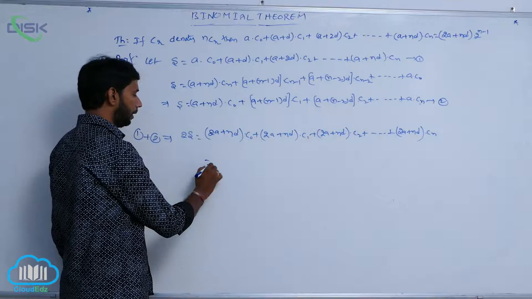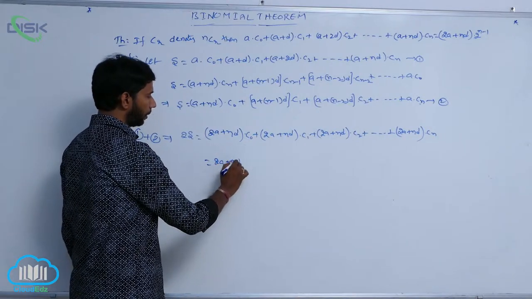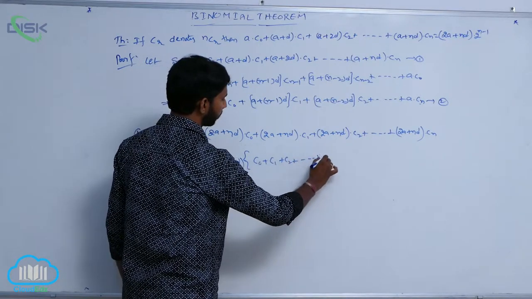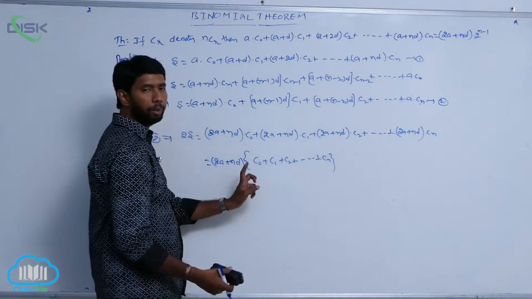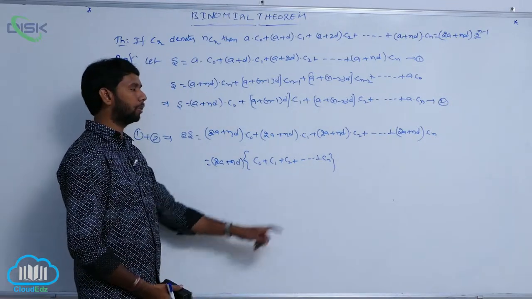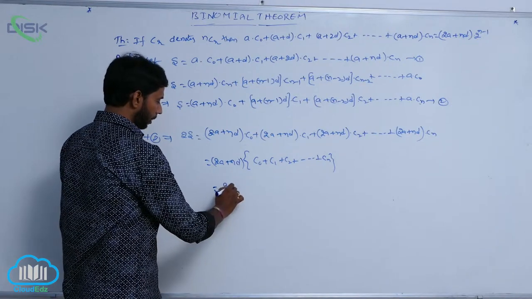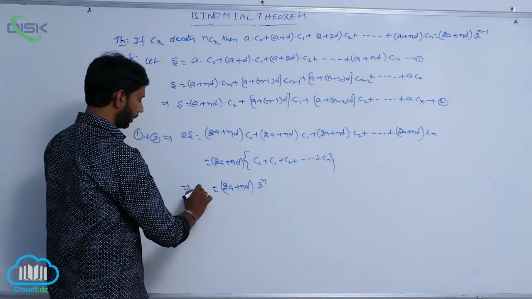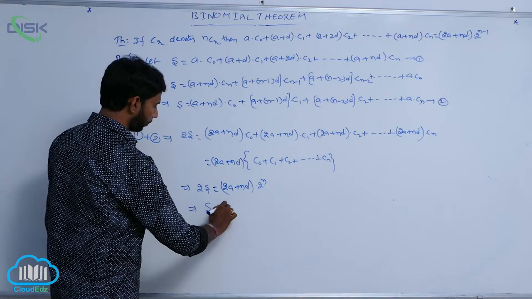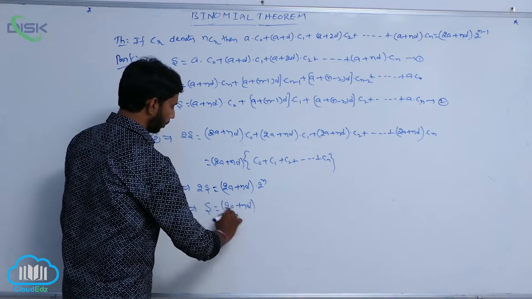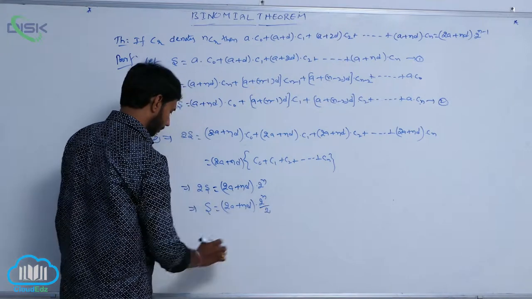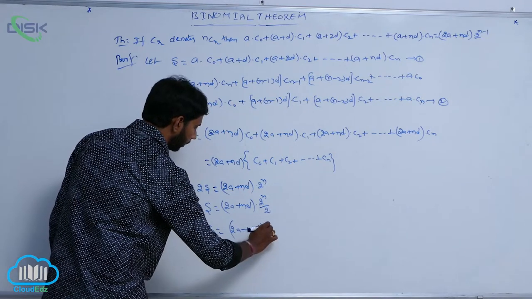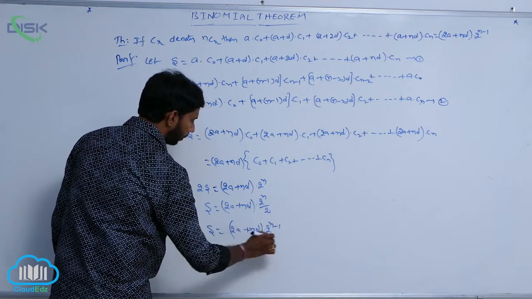Here, (2a plus nd) is common in total. It is (2a plus nd) of (C0 plus C1 plus C2 plus and so on Cn). Here the sum of binomial coefficients, that is C0 plus C1 plus C2 and so on Cn, is equal to 2 power n. That is (2a plus nd) of 2 power n. Its value is equal to 2S. That implies S is equal to (2a plus nd) of 2 power n by 2. Therefore, S is equal to (2a plus nd) of 2 power n minus 1.